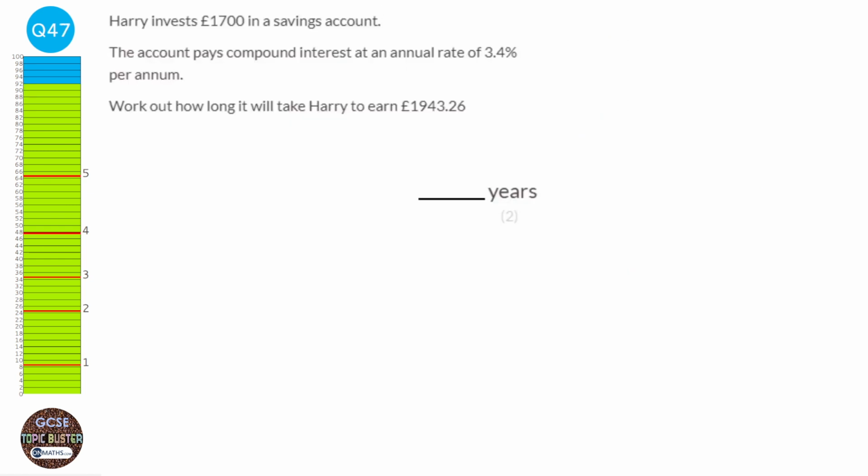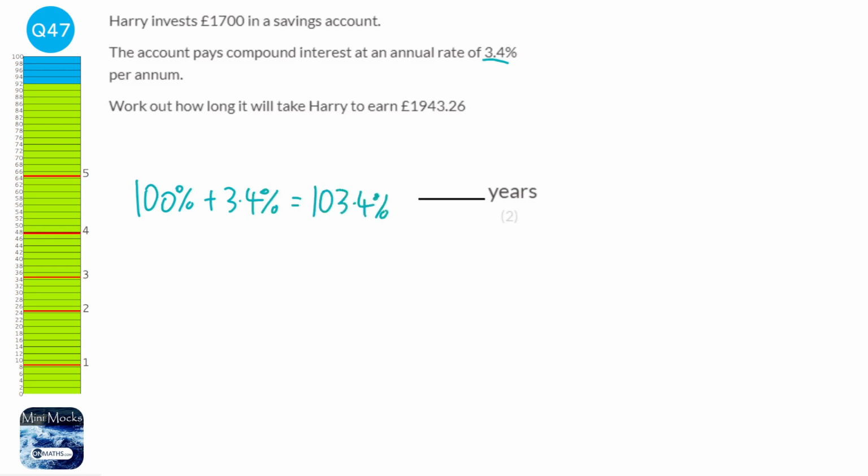So we're going to start off by finding the multiplier, and we start off with 100%. It's an increase of 3.4%, so we're going to increase 3.4%, and so that would be 103.4%. And then we need to make that a multiplier, so we're dividing it by 100. And so that would be 1.034. So anytime we times a number by 1.034, we'll increase it by 3.4%.